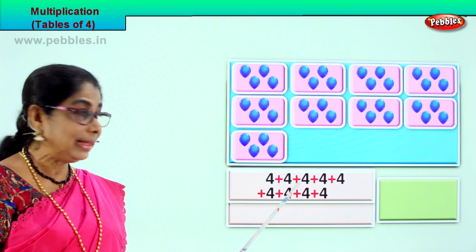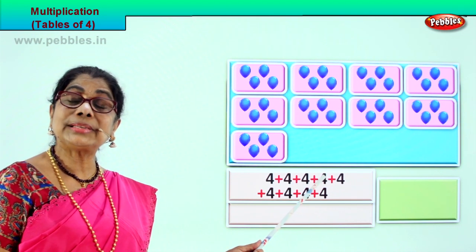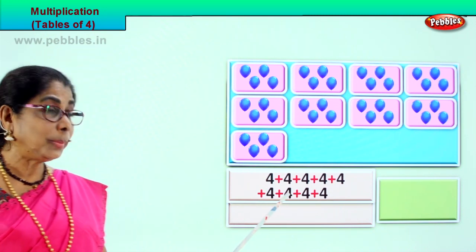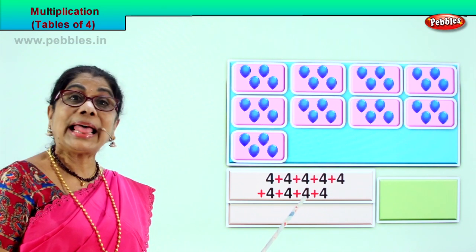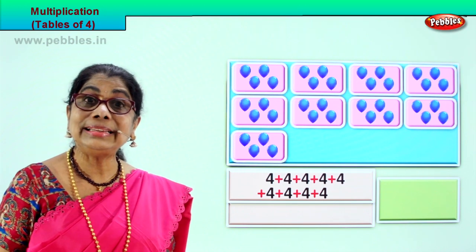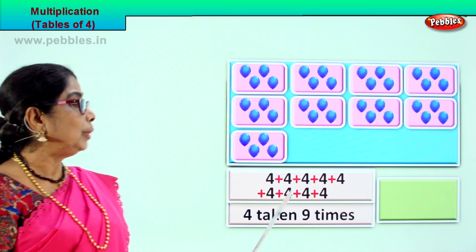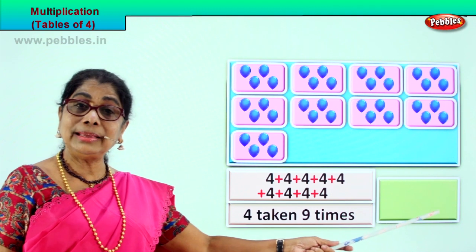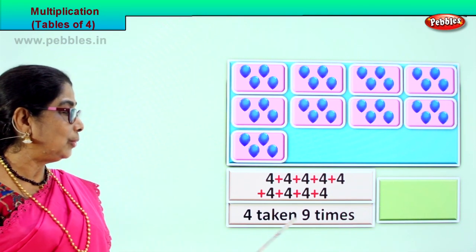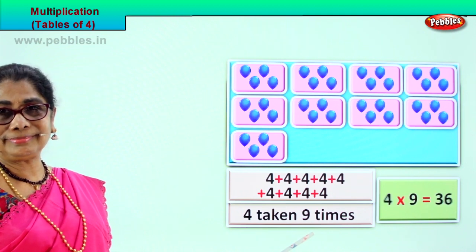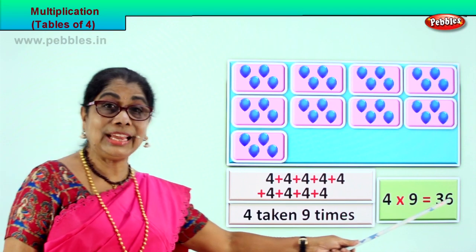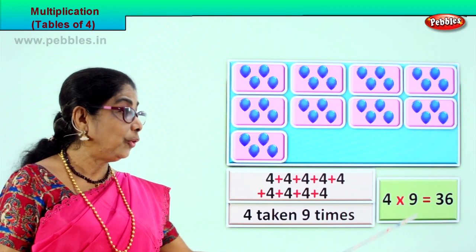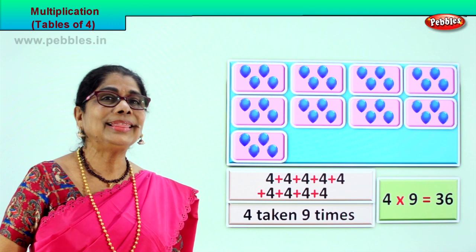4 plus 4, 8. 8 plus 4, 12. 12 plus 4, 16. 16 plus 4, 20. 20 plus 4, 24. 24 plus 4, 28. 28 plus 4, 32. 32 plus 4, 36. How many times is 4 taken? 4 taken 9 times, and we write it as 4 into 9 equal to 36. 4 nines are 36. How do we read this? What is 4 into 9? 36. 4 nines are 36.